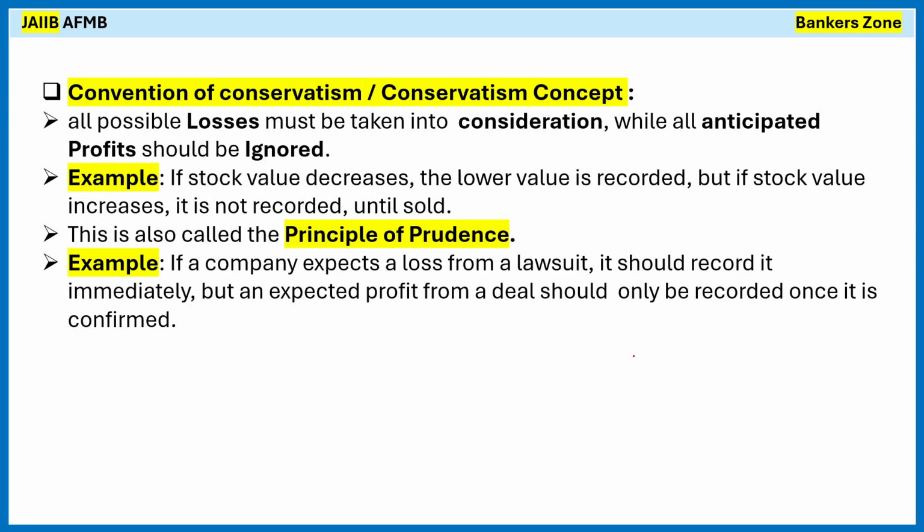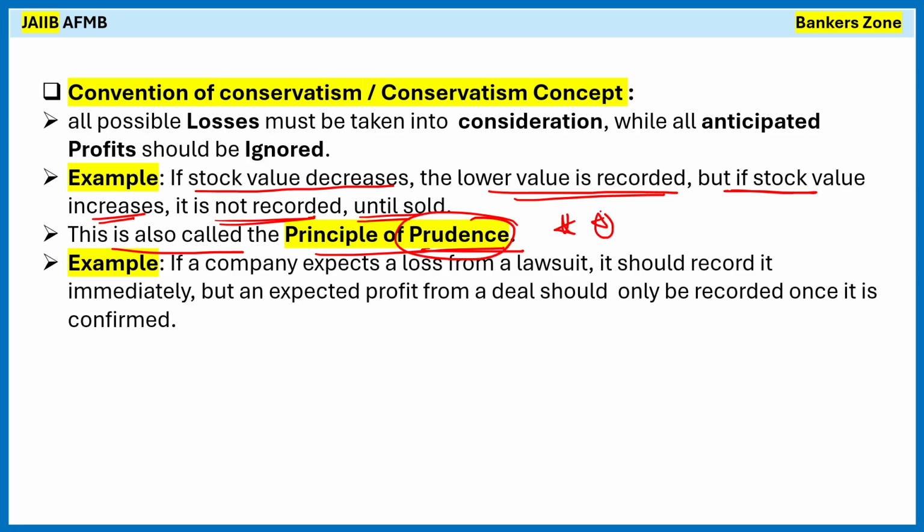See, through an example you will get an idea. If the value of the stock decreases, the lower value should be recorded. But if the stock value increases, we will not record it until we sell that stock. Meaning, the lowest value we will record. We should ignore the anticipated profit. We will record the possible losses. This is also called the principle of prudence. That is very important from the exam point of view.